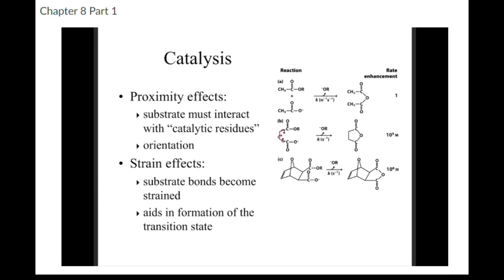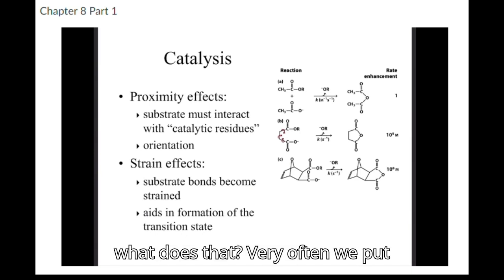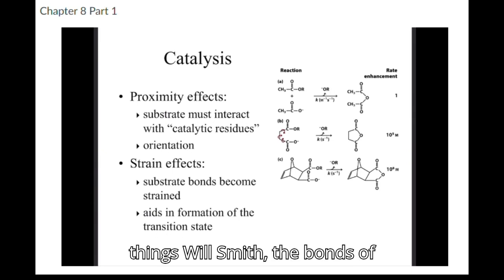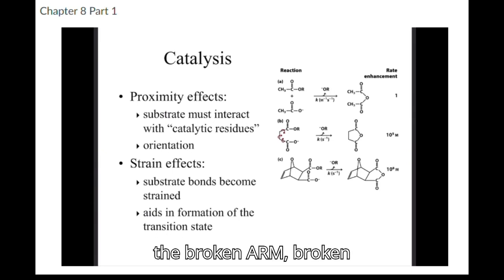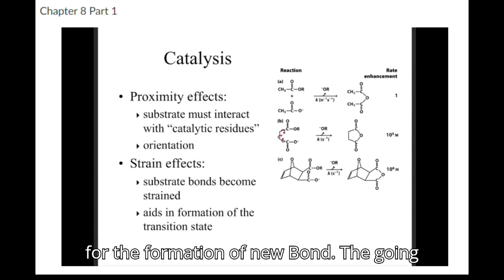One of the things that enzymes do is they put the substrate in the right orientation so that the reaction will occur. And when it does that, very often we put strain on the substrate and strain on the enzyme as well, such that the bonds in the substrate that need to be broken are broken. Also, the bonds that are going to be broken are in the right place for the formation of new bonds that are going to occur.